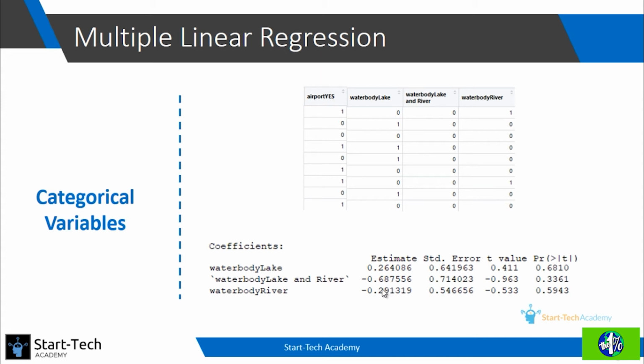And the third variable, water body river, is saying that if there is a river, the house price will go down in comparison to if there is no water body in that area. Next thing we have to look at is the p-value. All of these p-values are large, which means that there is no statistical evidence that these three variables have an impact on the house price. So although the relationship is given by these betas, statistically we are not confident that the relationship given by these betas actually holds or not.